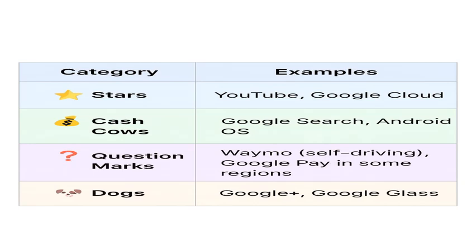So Google Glass has been eliminated from the market. It is not operating in the market right now. That's why it is eliminated. So Google Plus and Google Glass come under the category of dogs because both these products are not operating in the market right now.